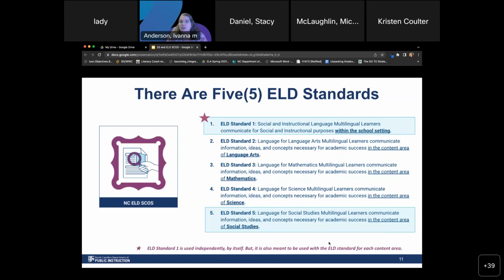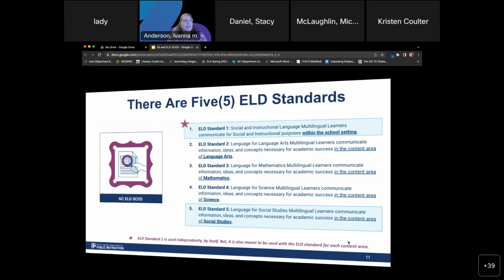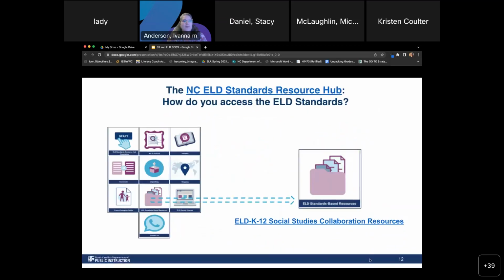And thank you to the person who had mentioned how it works nicely with ELA as well. You can see our other standards for language arts, mathematics, and science working with that language. So as we go a little bit deeper, we want to tell you about some of the exciting resources that we've been able to provide.